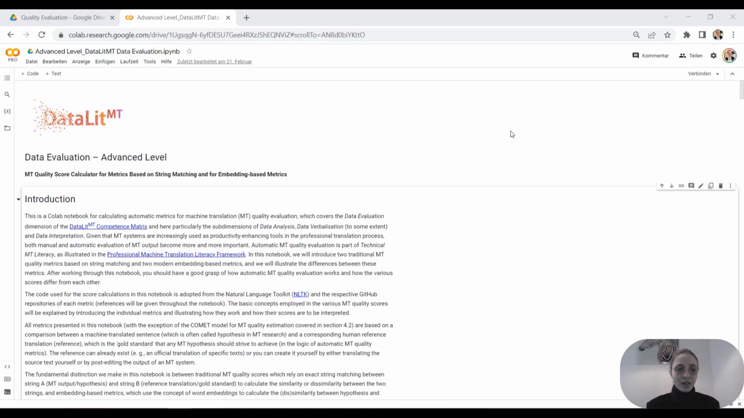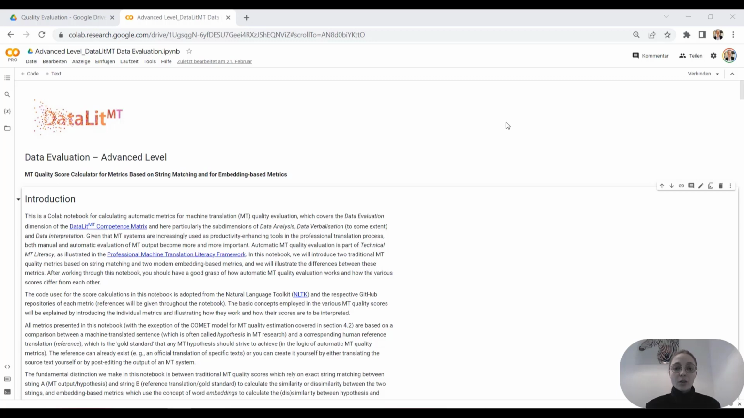So welcome. This is the topic of data evaluation, and more specifically, we will calculate automatic evaluation metrics. So these are metrics that we can use to calculate quality scores for machine translations. And we will look at two string matching metrics called BLEU and TER. And we will also look at two embedding-based metrics called BERTScore and COMET. There are other variations and in general other metrics, but these are four very common ones that we will be covering in this notebook as well.